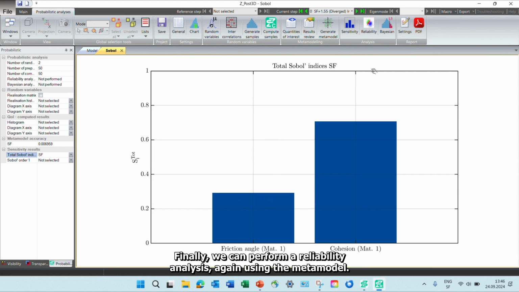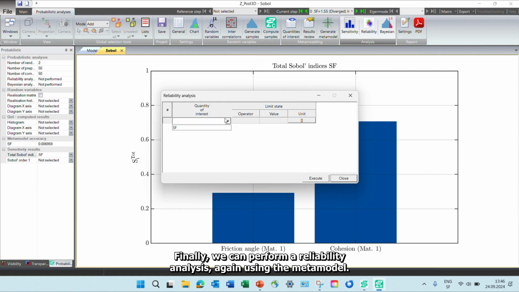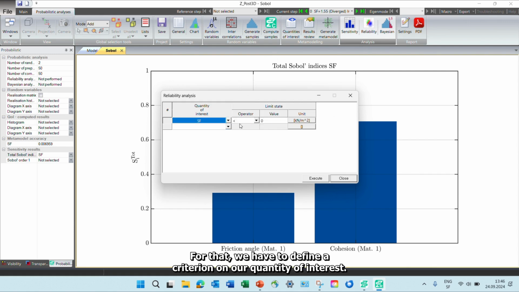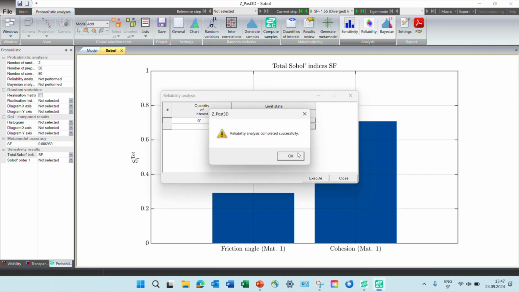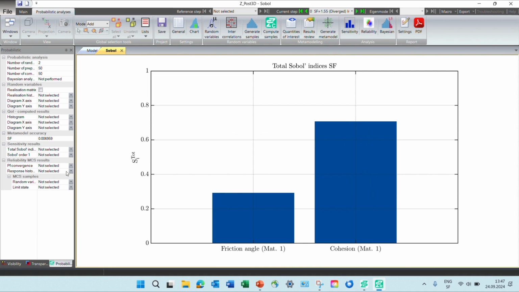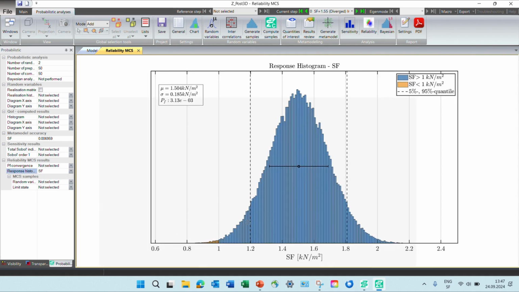Finally, we can perform a reliability analysis, again using the meta-model. For that, we have to define a criterion on our quantity of interest. We would like to know the probability that the safety factor is smaller than 1. The results are displayed as a histogram of computed safety factors. The mean lies at approximately 1.5, and the probability that the safety factor is less than 1 results in about 0.3%.